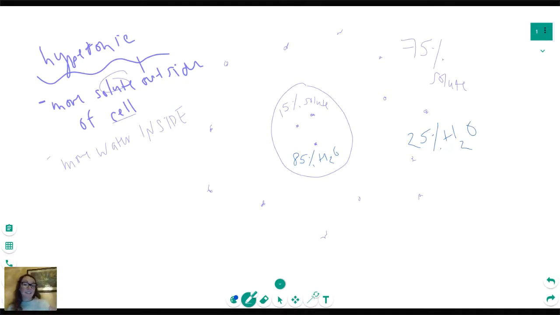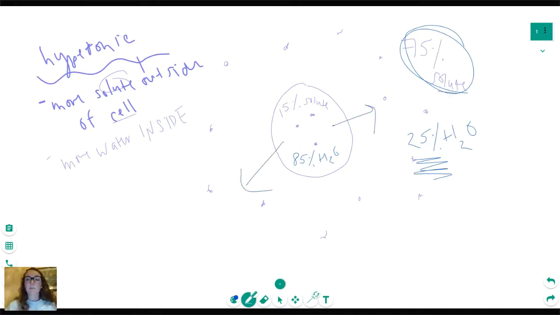And now we can easily see. I told you guys that water will always move to where there is more solute, but that's also where there's less water. So water is still moving with its concentration gradient. It will move outside of the cell here to where there's more solute and therefore less water. We're going from 85% water to 25% water, high concentration to low concentration. So what's going to happen to the cell? It's going to shrink. It's going to shrivel and it could become non-functional.